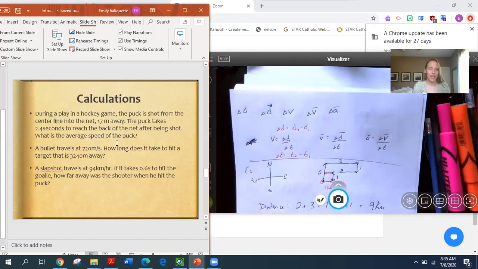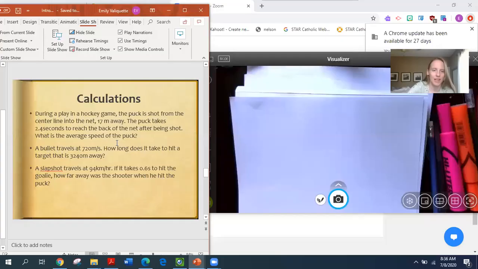Okay, so let's try a couple calculations. I will do the first one of these together with you, and then I want you to try the next two on your own. Okay, so it says during a play in a hockey game, the puck is shot from the center line into the net 17 meters away. The puck takes 2.4 seconds to reach the back of the net after being shot. What is the average speed of the puck?